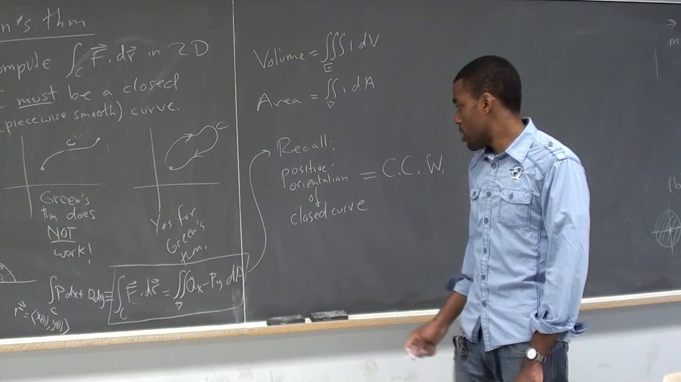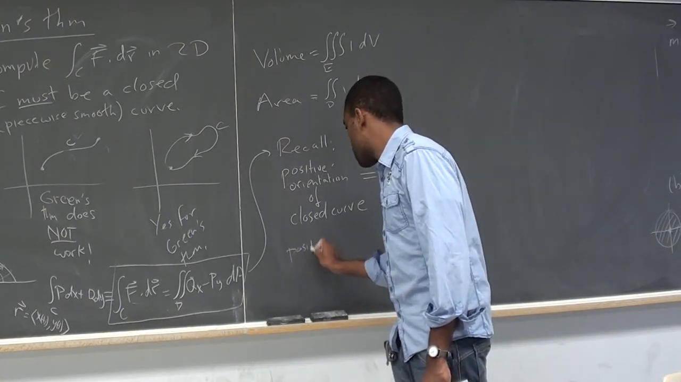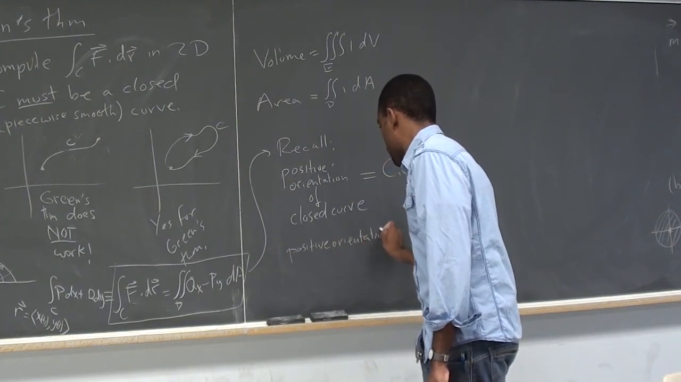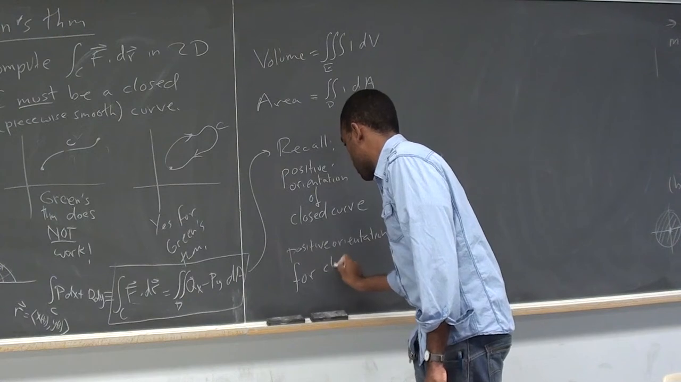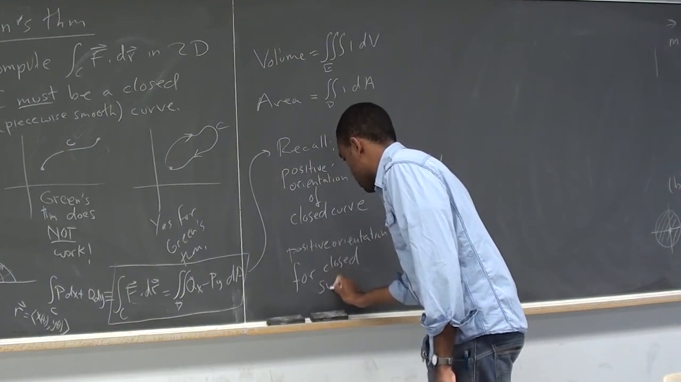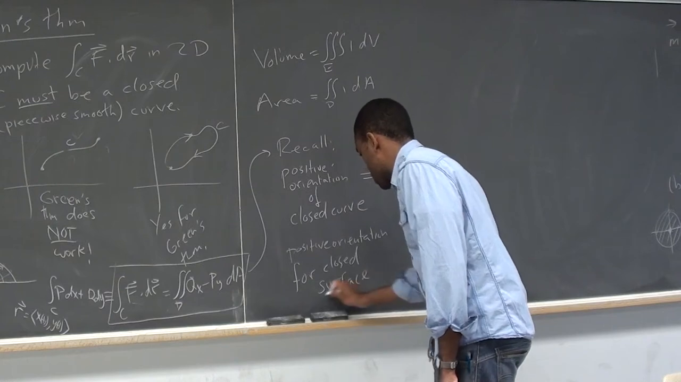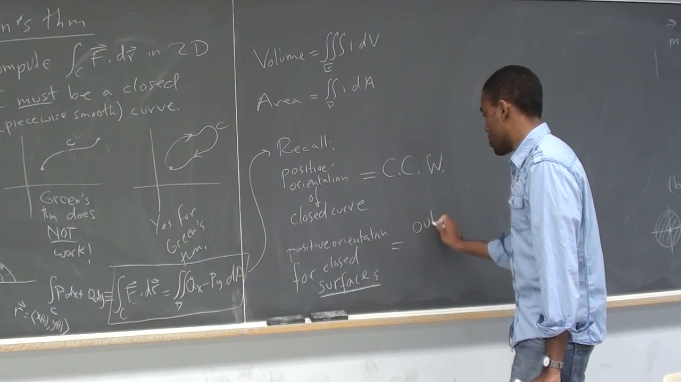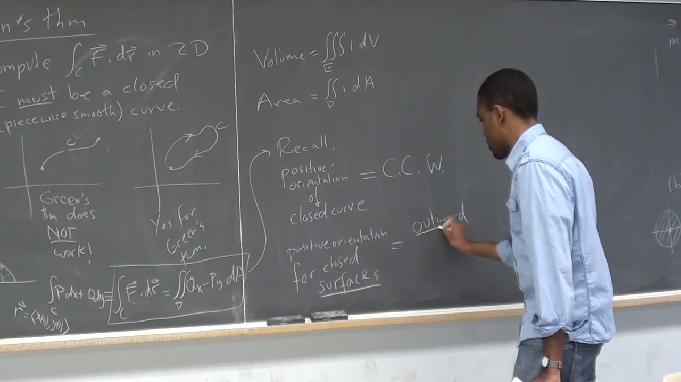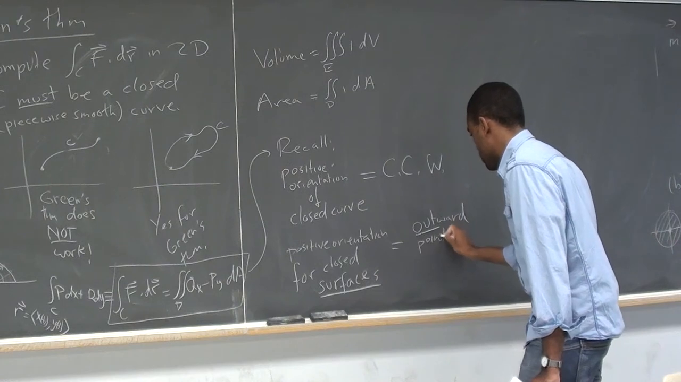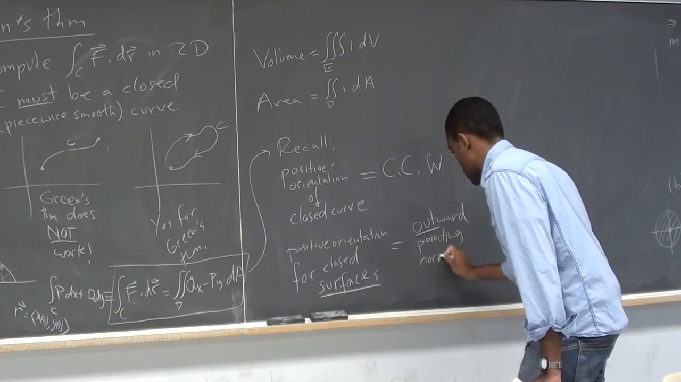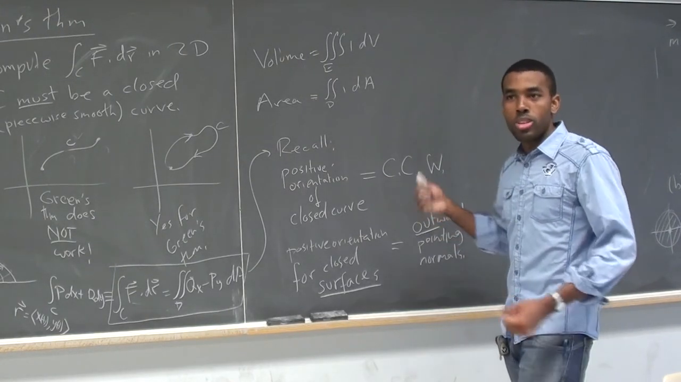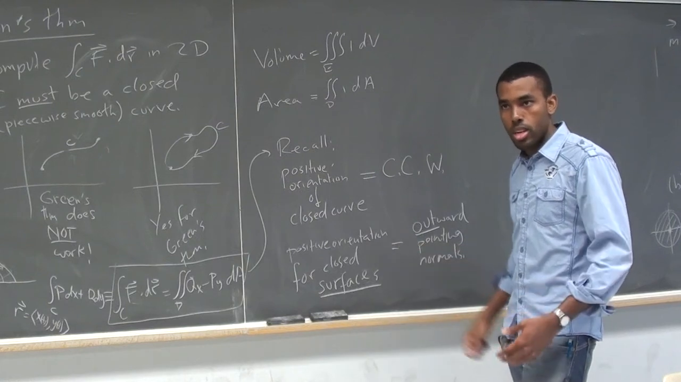So anyway, what about positive orientation for closed surfaces? There's a difference when you have a closed curve versus a closed surface. You have a normal vector. Outward pointing normals, right? And if it says positive orientation, then you know it's a closed surface. Do not confuse outward with upward or downward. It can mean either, depending on how your surface looks.